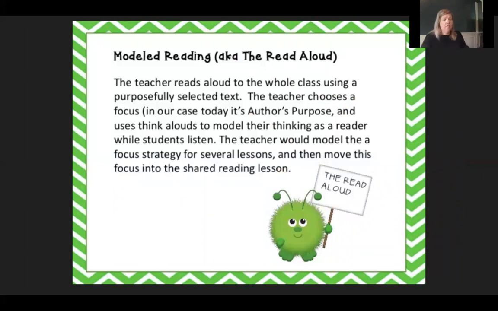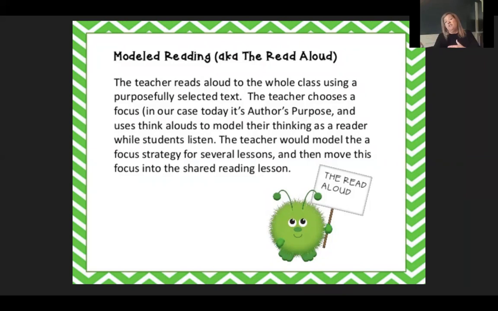So as part of the balanced literacy program, there's different components. One is modeled reading. That would be like the teacher read aloud. The teacher chooses the focus. So today we're going to talk about author's purpose. And then I'm going to use a text. It could just be a portion of a text. And I'm going to think aloud to model for my students what I want the reader to be thinking about if they were doing it on their own. So I'm modeling this focus strategy for several lessons.